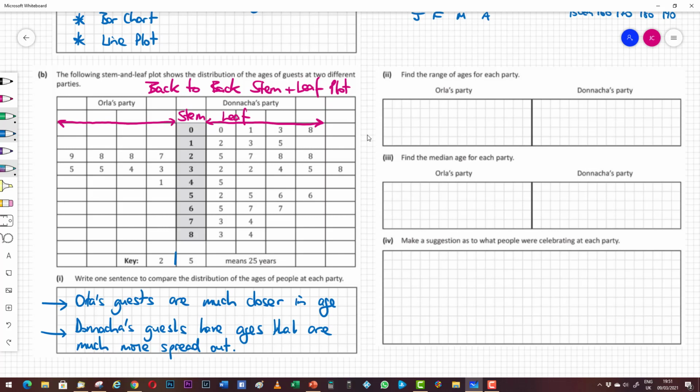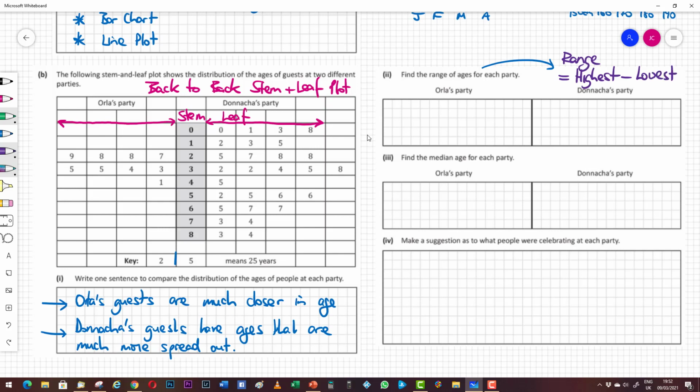Now, on the right here, it says find the ranges of ages for each party. Now, this is the first bit of calculations that we're going to have to do. And so let's write down what the range is. The range of ages is the difference between the highest and the lowest. So it's the highest age minus the lowest age.